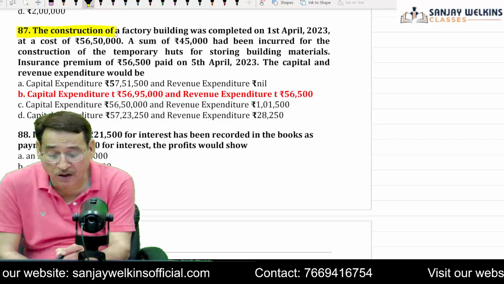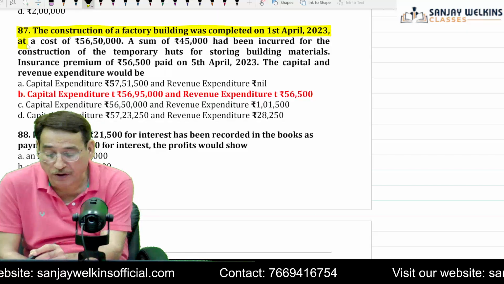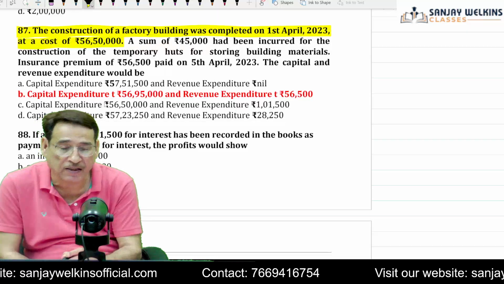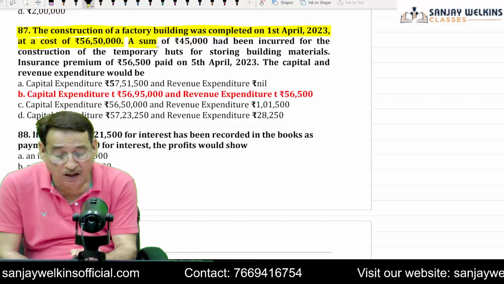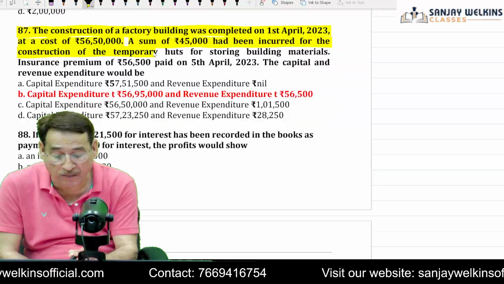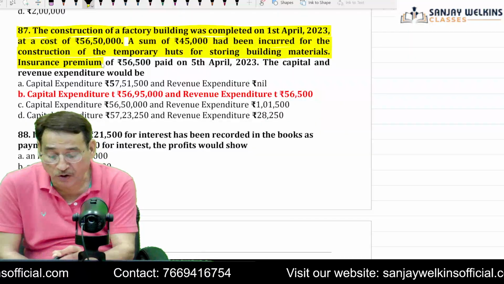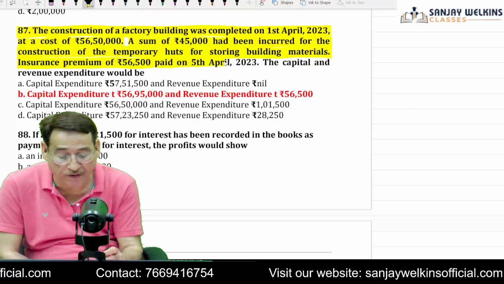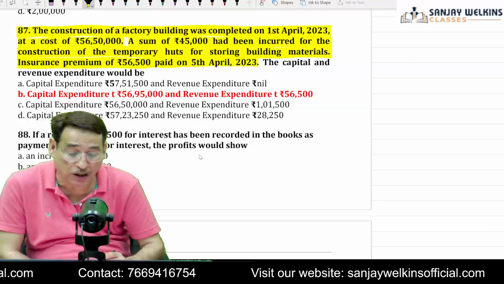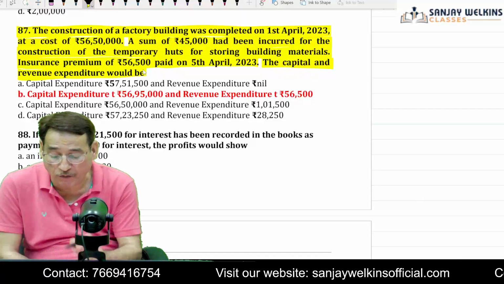87. The construction of a factory building was completed on 1st of April 2023 at a cost of 56,50,000. A sum of 45,000 had been incurred for the construction of the temporary huts for storing building materials. Insurance premium of 56,500 paid on 5th of April 2023. The capital and revenue expenditure will be.